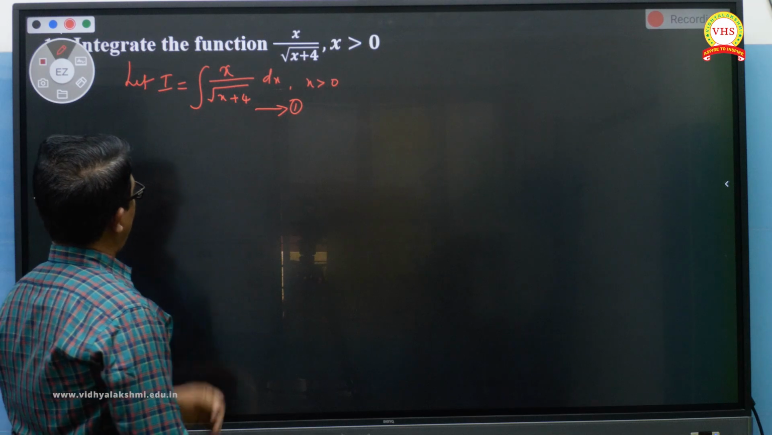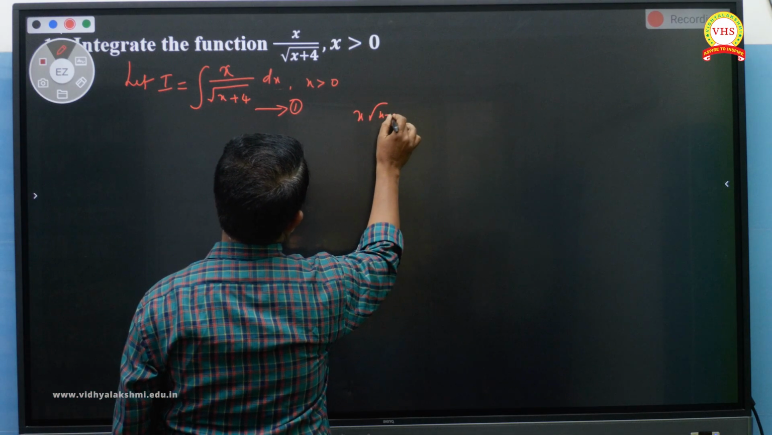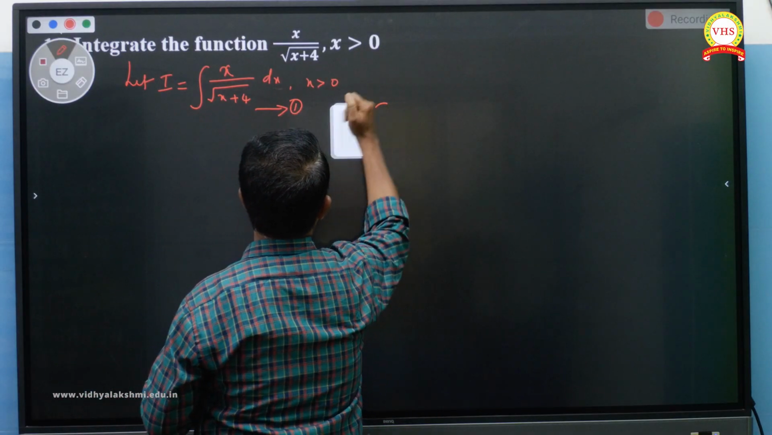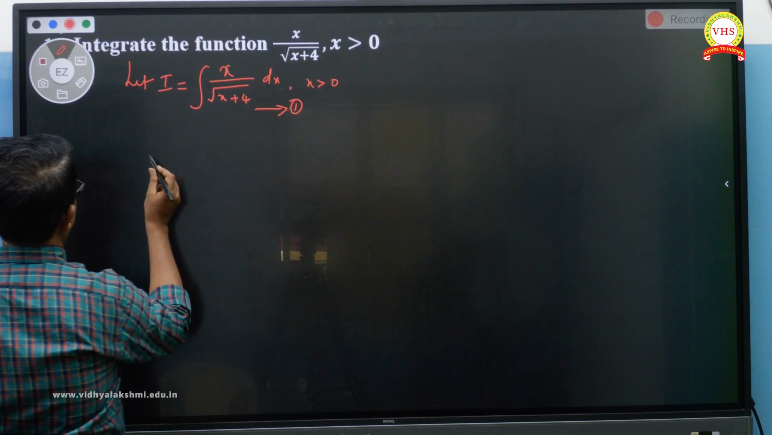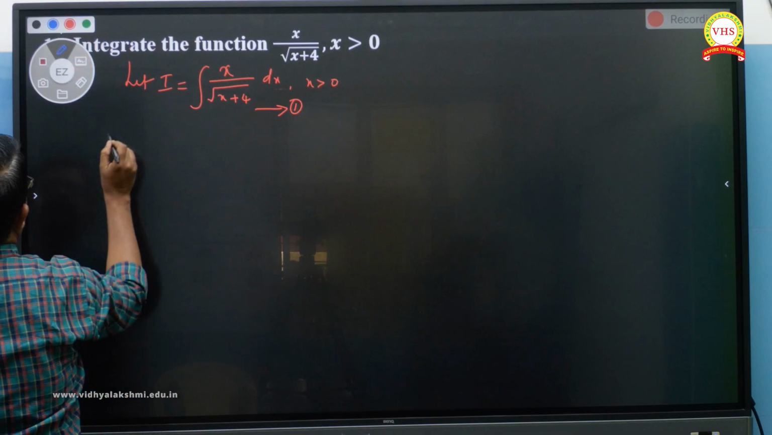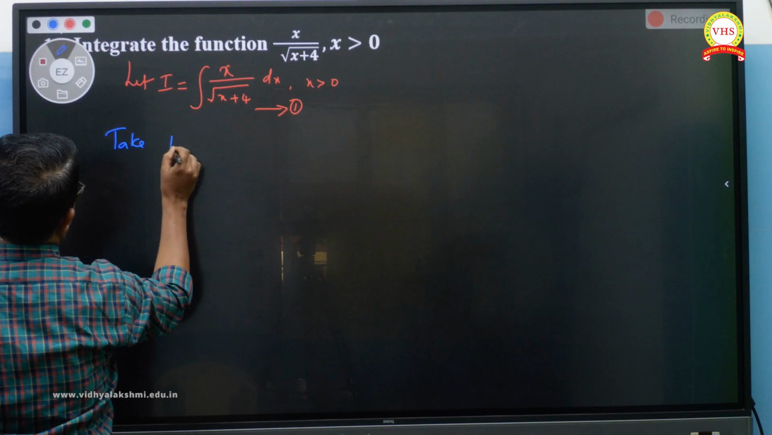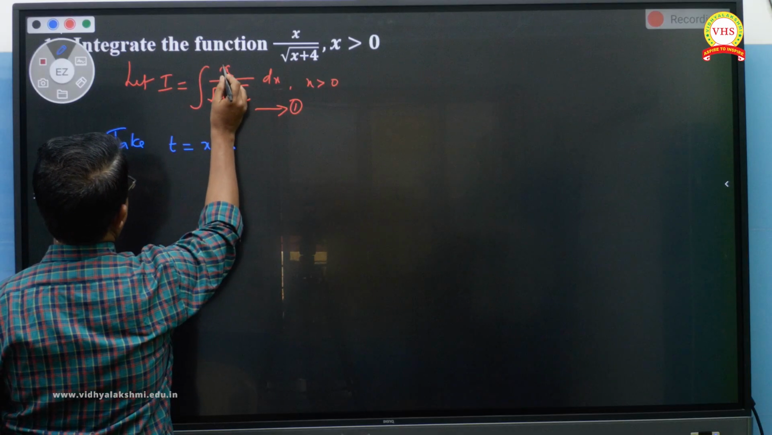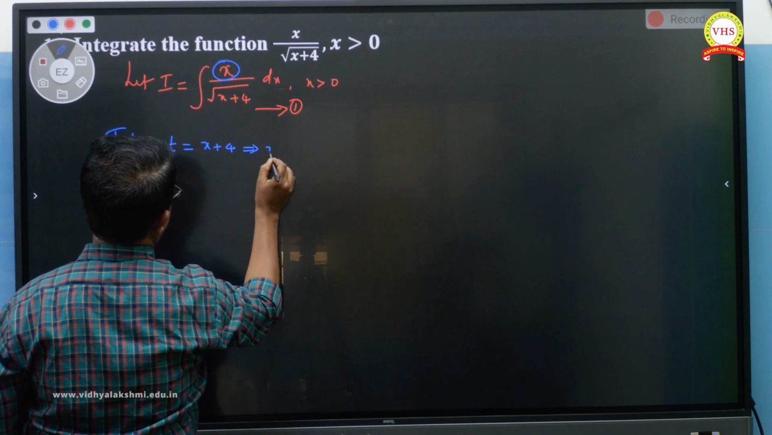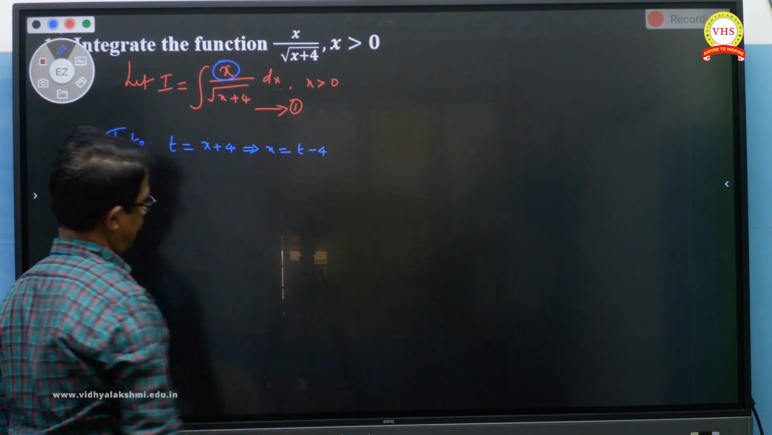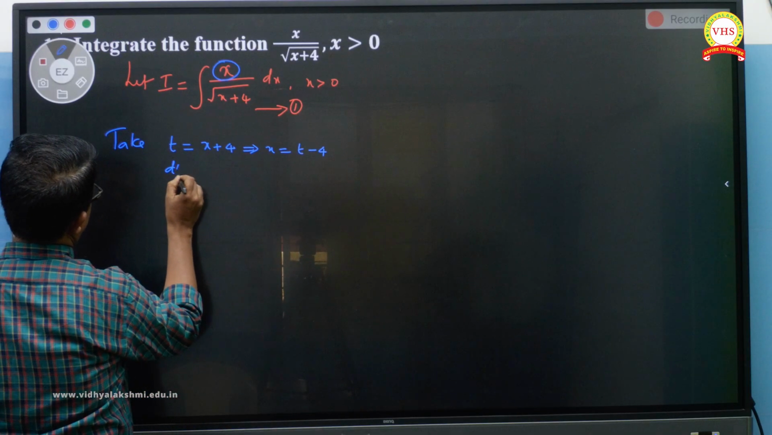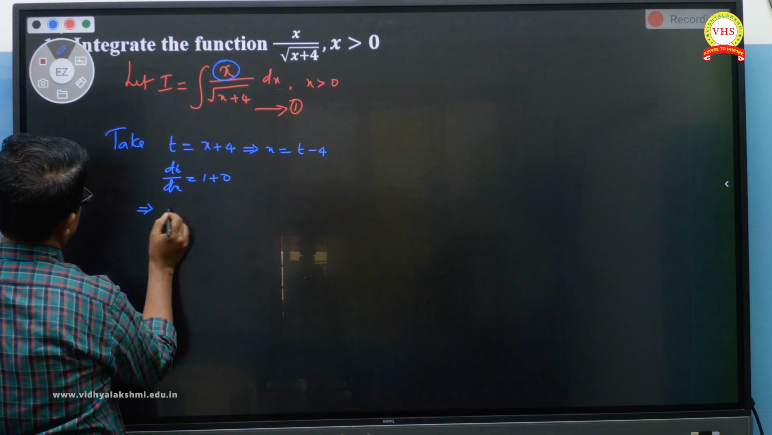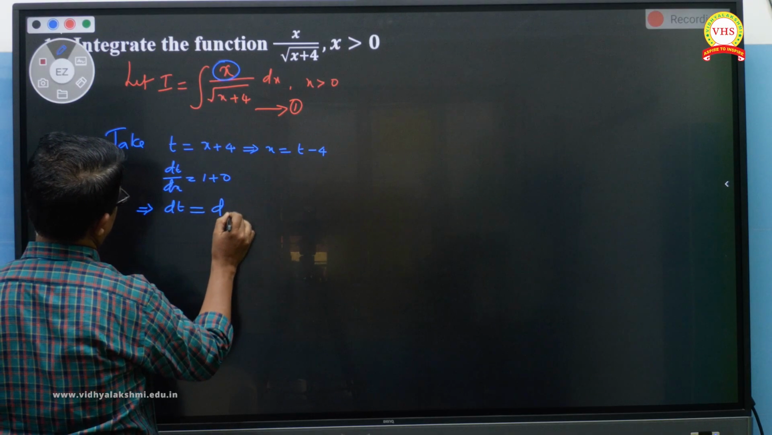What are we going to do? What I already told you: when you get x into root of x plus a, you have to separate it, and find the x value also. Likewise here, I am going to take the substitution method: take t equal to x plus 4. There is a separate x term, so we need to find the x value: x equals t minus 4. Now differentiate this: dt by dx equals 1 plus 0, which implies dt equals dx.